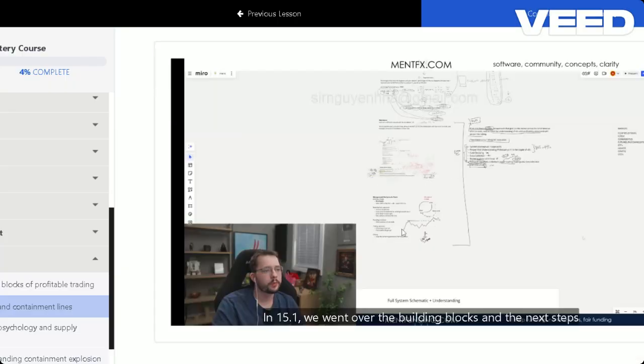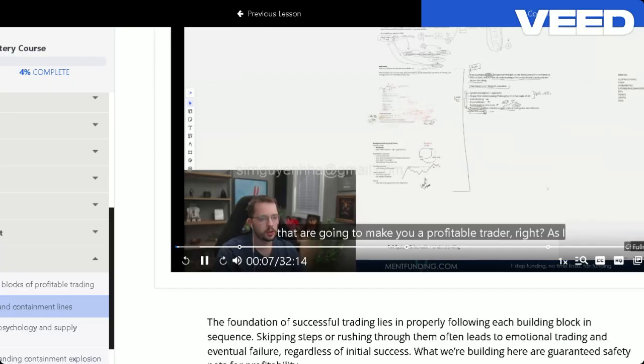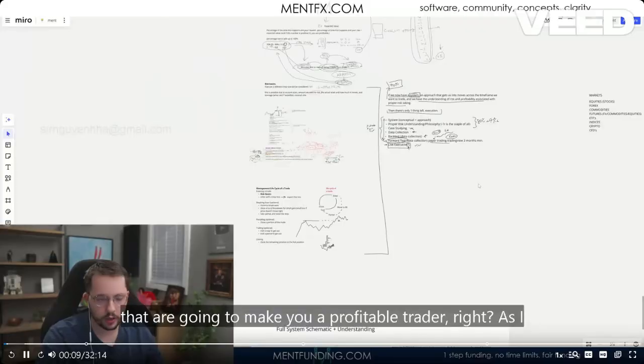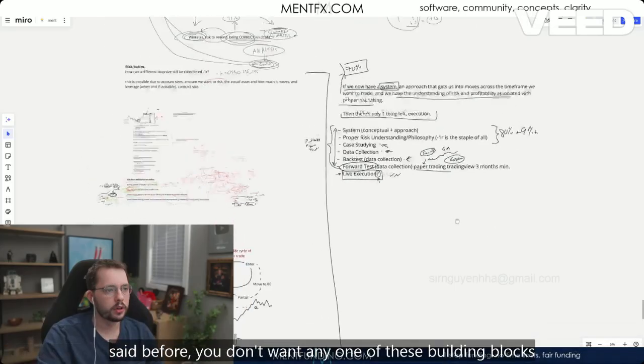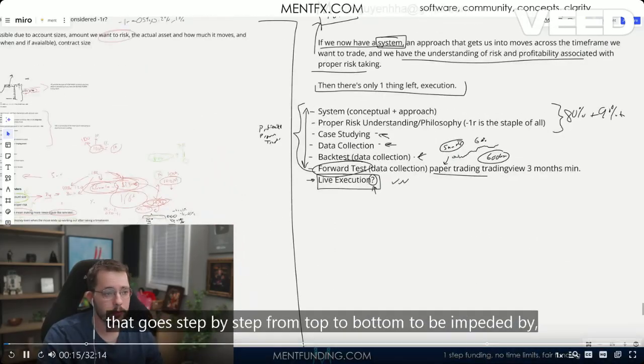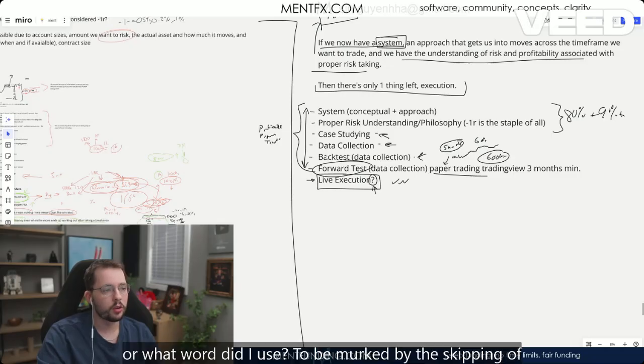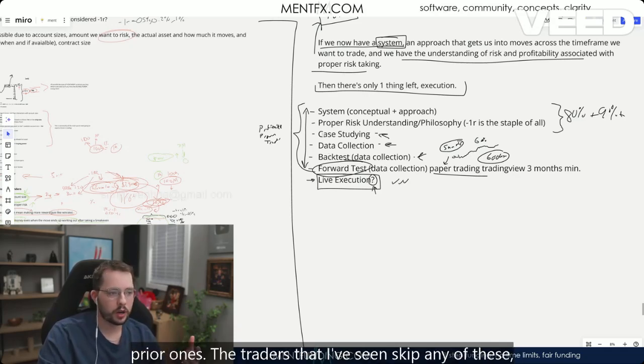In 15.1, we went over the building blocks and the next steps that are going to make you a profitable trader, right? As I said before, you don't want any one of these building blocks that go step by step from top to bottom to be impeded by, or what word did I use? To be murked by the skipping of prior ones.